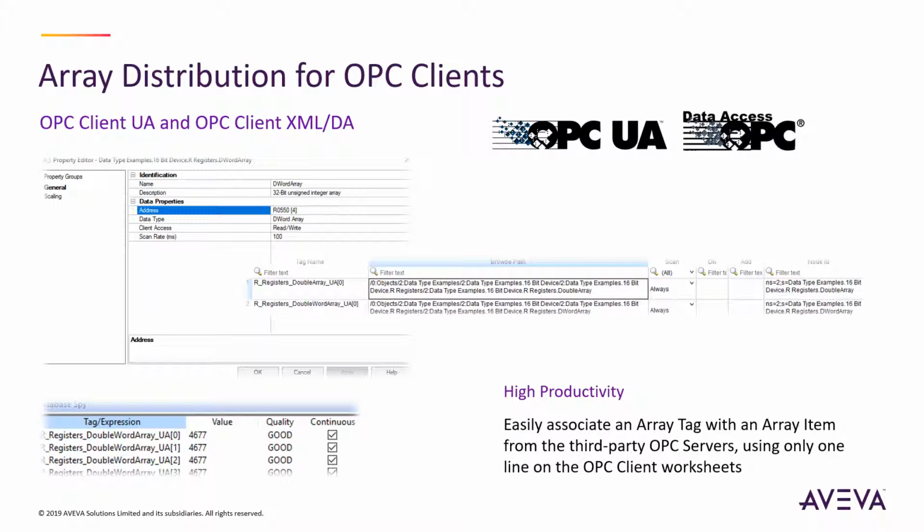The other feature that we have added for our OPC clients is the array distribution. Same concept. So if you configure an array on the server, you can go back to our client worksheets and configure a tag that is an array of the same size, and just put one line and it's going to be talking to all the array positions from the server.